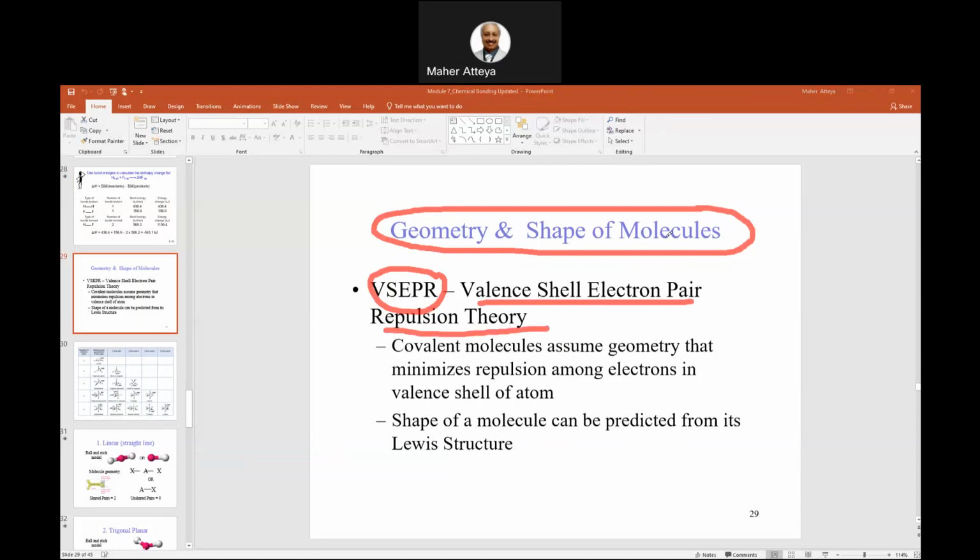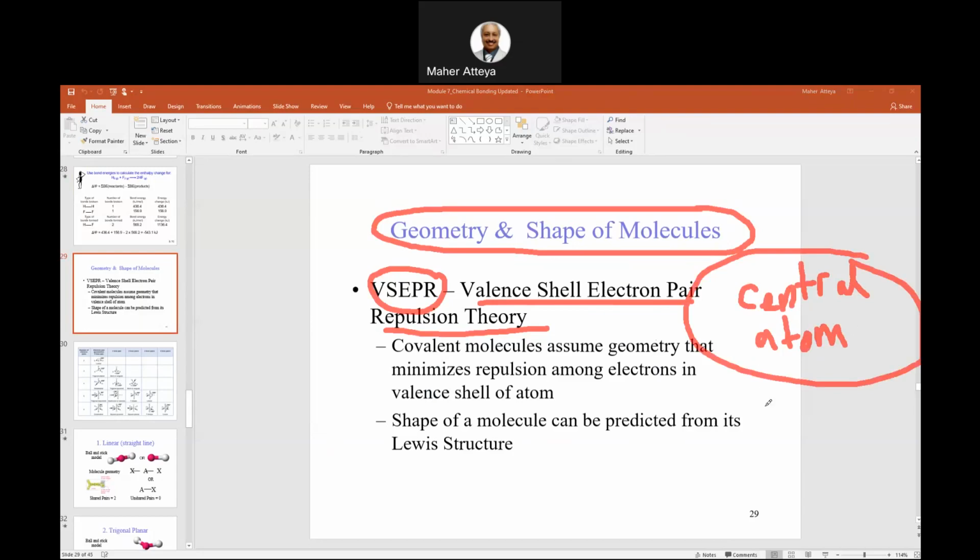So it is always about repulsion being minimized. And we are always looking at the central atom for the molecular shape. So for the molecular geometry, the central atom is at the middle, correct? The key here is that we have to know the Lewis structure. Without the Lewis structure, we will not have any clue what's going on. So we have to know Lewis first.